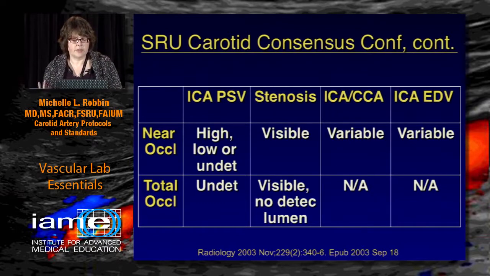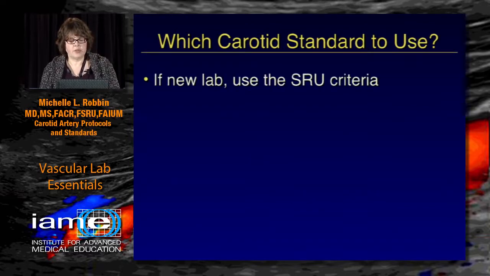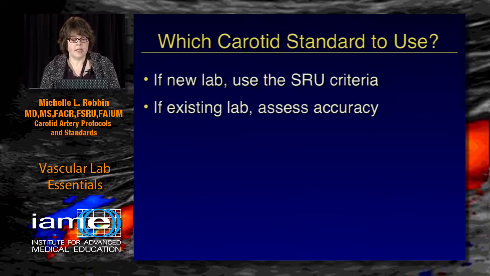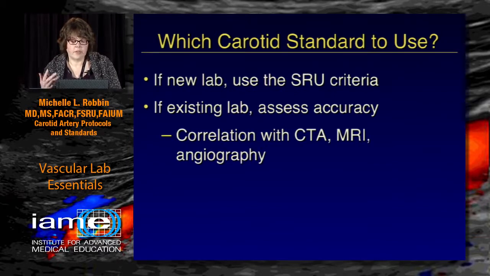Near occlusion is quite variable. Total occlusion, we've already talked about. So which one to use? If you're a new lab, I would use the SRU criteria, at least until you've had a chance to evaluate all your correlative data. And if you're an existing lab, assess the accuracy. This is something that the ICAVL did back when we were accrediting with them, and I thought that was very good, because if you're doing a great job, go ahead and keep using your standards. There's no reason to change. But if you don't have them, or if it's hard to assess your accuracy, then I would recommend the results of this multidisciplinary panel.